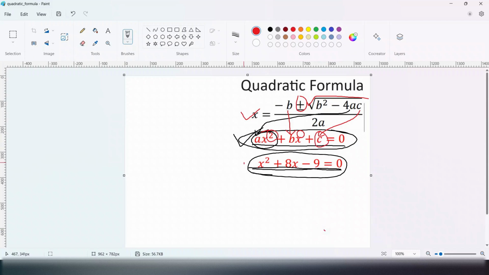So we are going to solve this problem. You have x squared plus 8x minus 9 equals 0. Let's plug the values into our quadratic formula. So we have minus b. What is the value of b, guys, for this problem? Yes, bx, right? We have 8x. So b is 8, so you have minus 8.